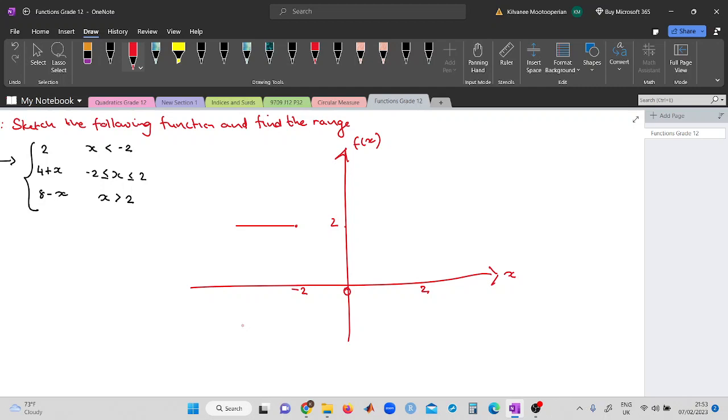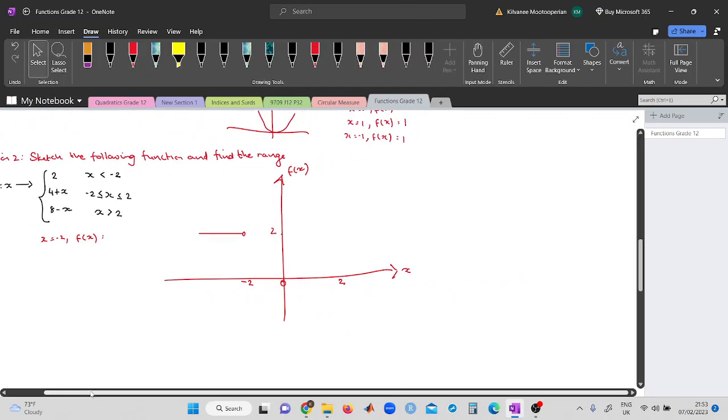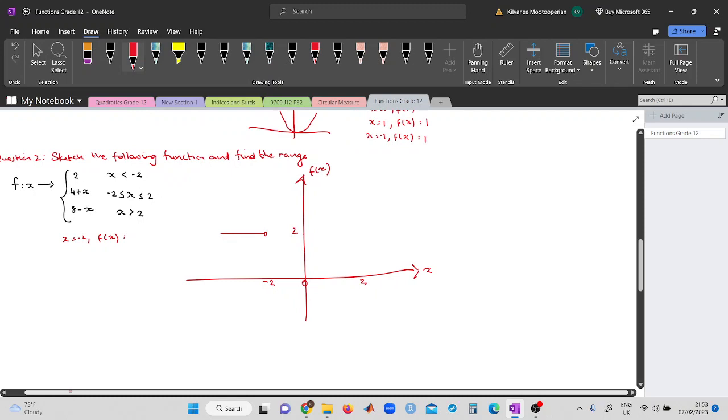Next, quand il est between minus 2 and 2, it will be 4 plus x. Donc, inclusive. Donc, how will I do it? Après, ici, quelque chose de très important. Il ne faut pas faire shading, mais faire un tiret, un tiret without shading, because pas inclusive. Maintenant, ici, when x equals minus 2, f of x will be equal to minus 2 plus 4 gives me 2.